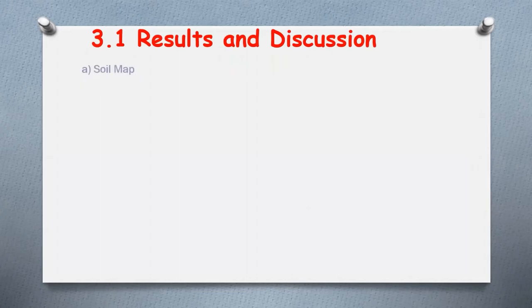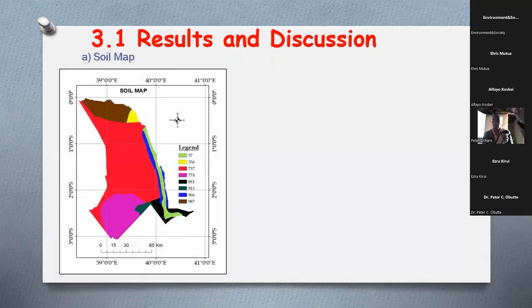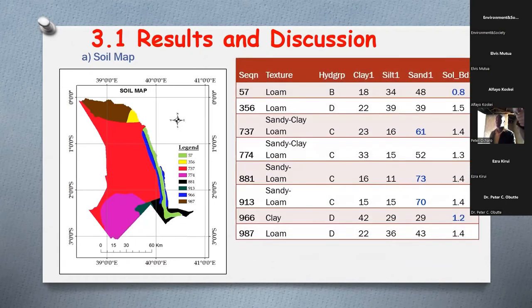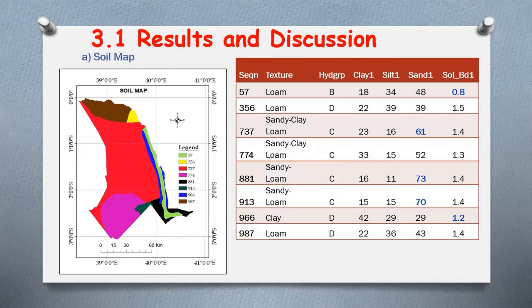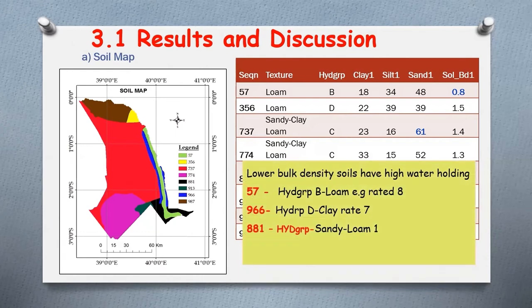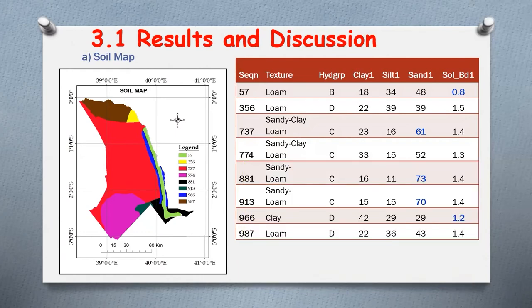So the results are shown here. The first factor is the soil, which we can see here, is one of the factors that influence the area's vulnerability to flooding. We found out that the soil that covers most of the study area is the sandy loam soil, which is very vulnerable to flooding. The other soils that were also vulnerable to flooding are the soil of hydrological group 7, which is the loam, and the soil of hydrological group D, which was also found to be a factor in flooding. The second factor here was drainage density.